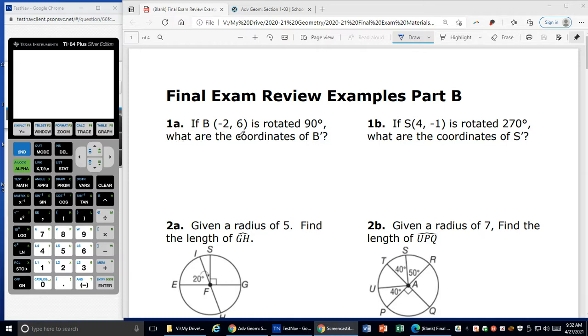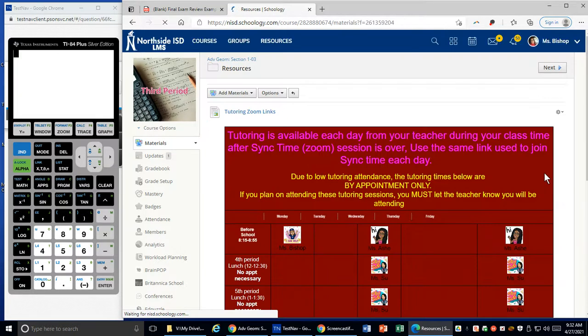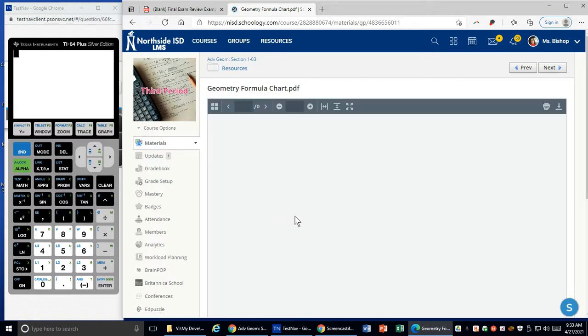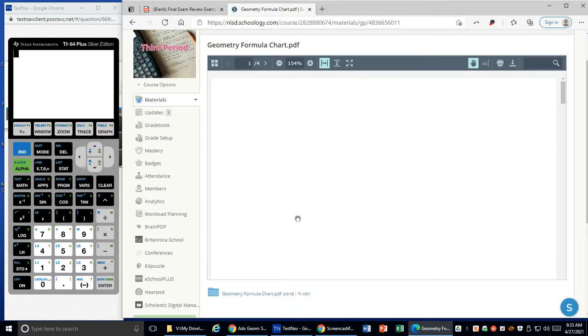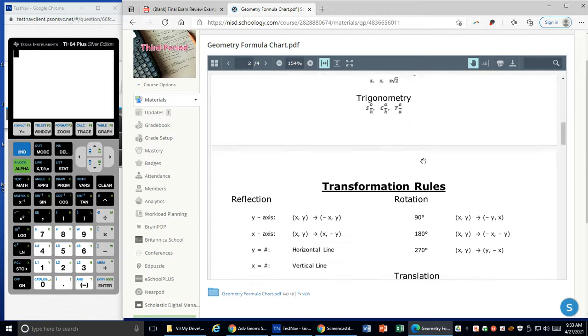If B, negative 2, 6, is rotated 90 degrees, what are the coordinates of B prime? So the first thing I want to do is figure out what the rule for rotation of 90 degrees is. So I'm going to go to Schoology, and in my geometry course, I'm going to click on Resources. And then at the bottom of Resources, I can see that I have my geometry formula chart. This way, I can find the rule to rotate 90 degrees.